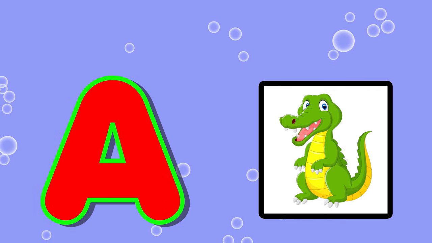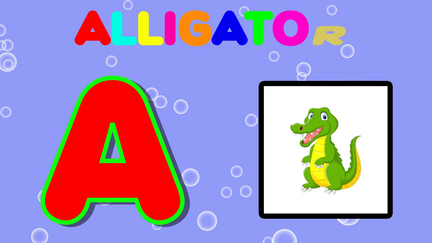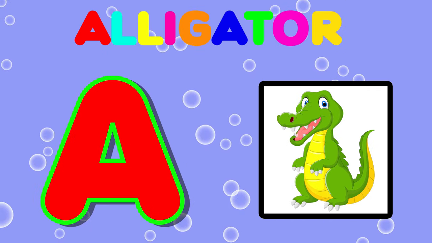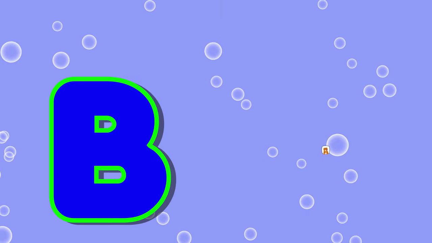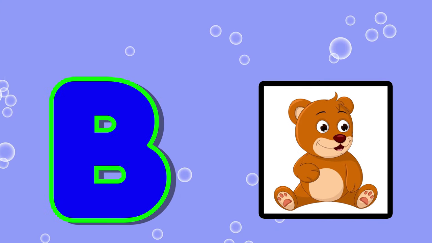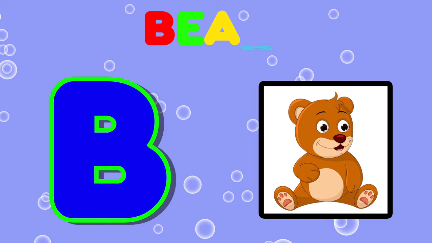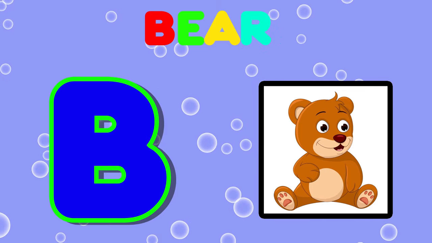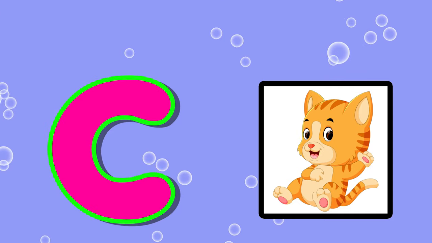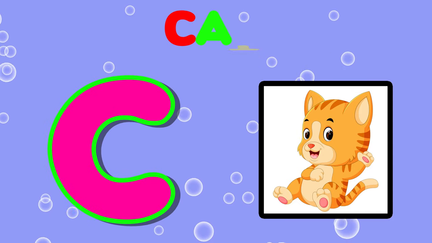A is for alligator. A, alligator. B is for bear. B, b, bear. C is for cat. C, c, cat.